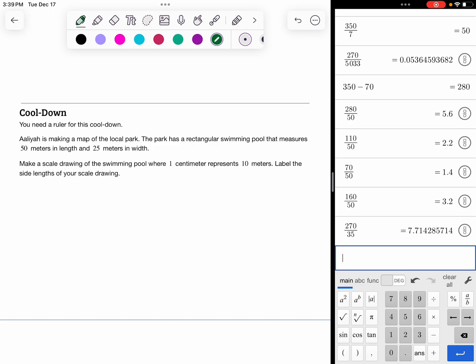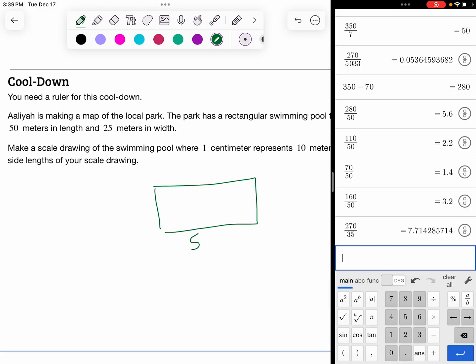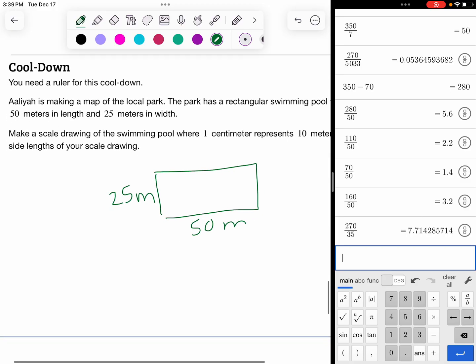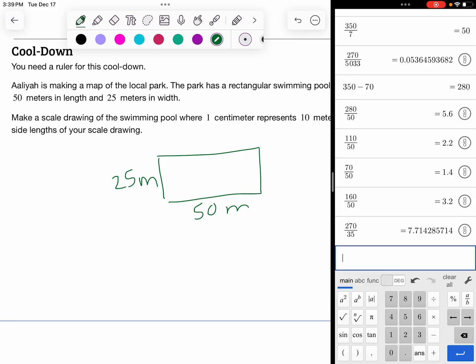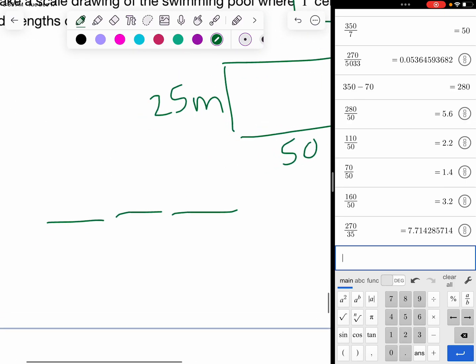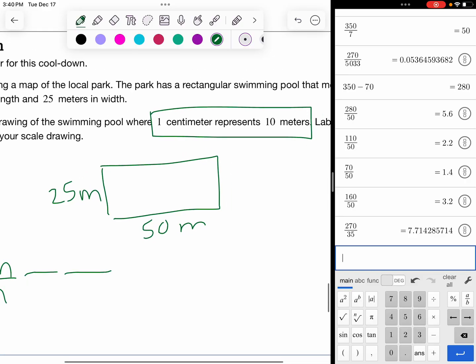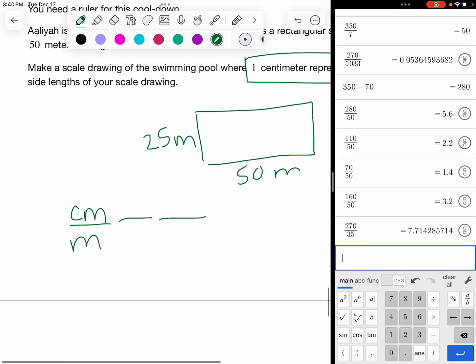All right, so I'm going to draw a little rectangle here. Here's our rectangular pool. It says that it's 50 meters in length and 25 meters in width. We want to know what it looks like in a picture. Okay, so we're going to set up our butterfly, and we are talking about centimeters and meters. We have to use our scale numbers first. It said 1 centimeter is 10 meters.